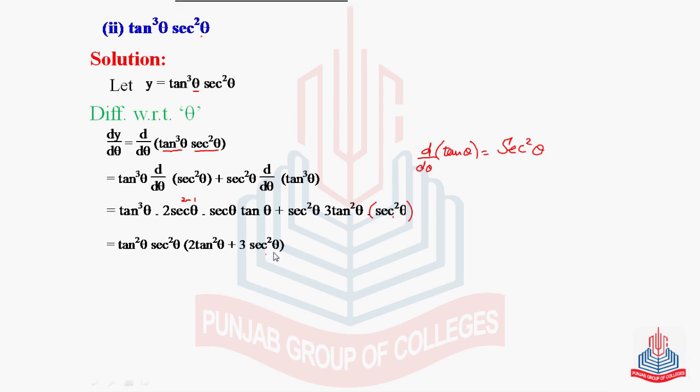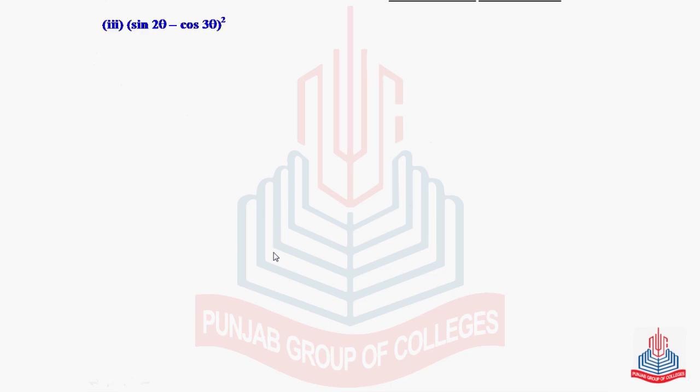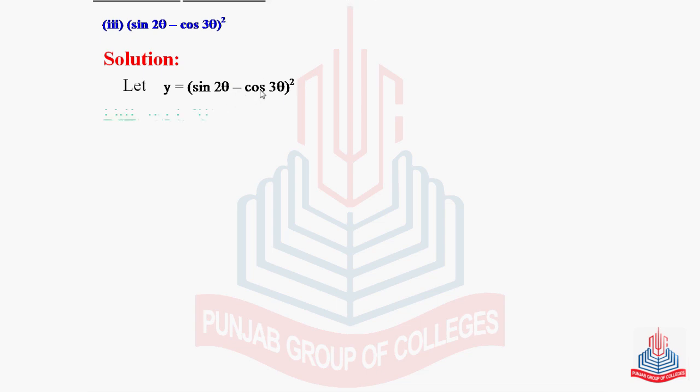The next part is differentiate sine 2 theta minus cos 3 theta whole square, containing a power 2. Solution: let y is equal to sine 2 theta minus cos 3 theta, squared. Differentiation will apply with respect to theta, as the variable involved here is theta. So differentiate with respect to theta, dy by d theta, and on the right hand side d by d theta will apply on this part, sine 2 theta minus cos 3 theta whole square.